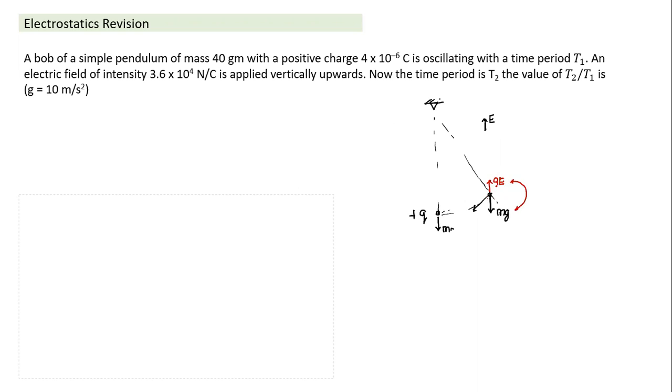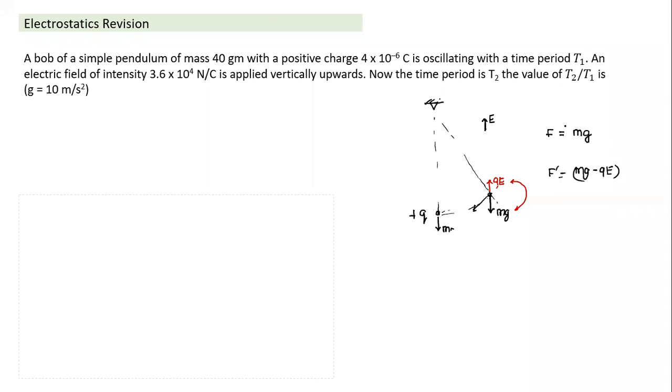If I take it in terms of components also, what will happen? Mg will have a restoring component, and QE will have one in the opposite direction. So what change has taken place here, and this is valid in any case? Earlier we were not taking the tension force. I'm just looking at the force which is creating a component along the perpendicular direction, towards the mean position. Earlier the force was mg. Now, because of this new force, the force becomes equal to mg minus QE.